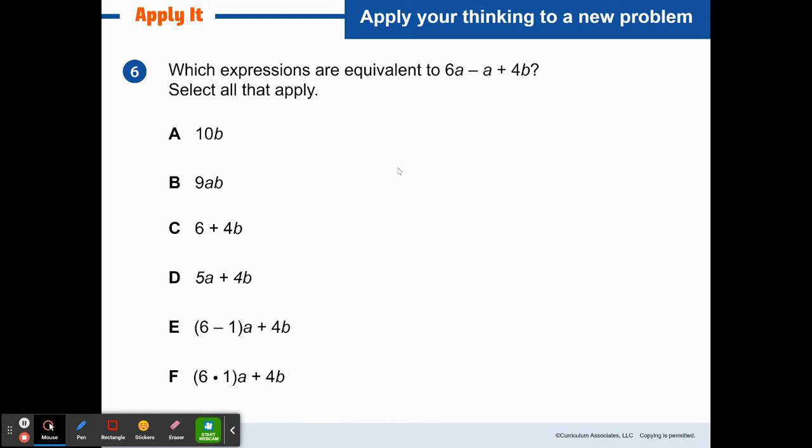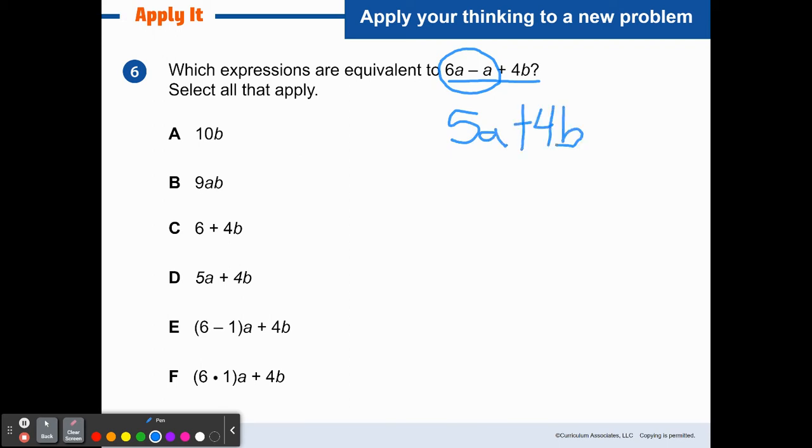This problem asks us which expressions are equivalent to 6a minus a plus 4b. Anytime you're wanting equivalent expressions, just make sure that you have simplified all of the expressions first. To simplify them, you look to see if any terms are alike and can be combined. In this case, we have 6a minus a. And because there is a minus, we are subtracting. 6 minus 1 would be 5, and that is 5a plus 4b. That is as simple as this can go.